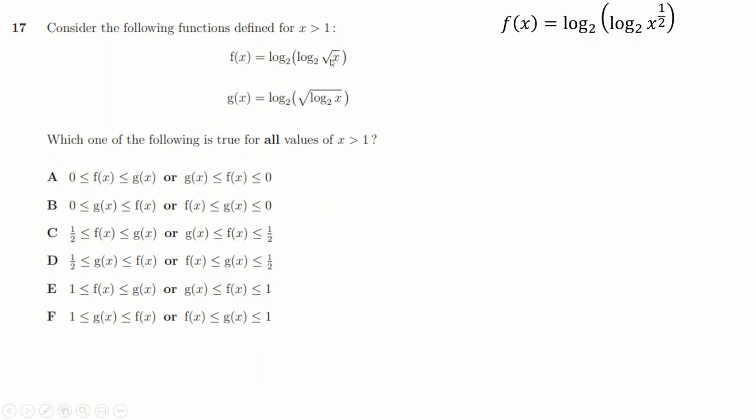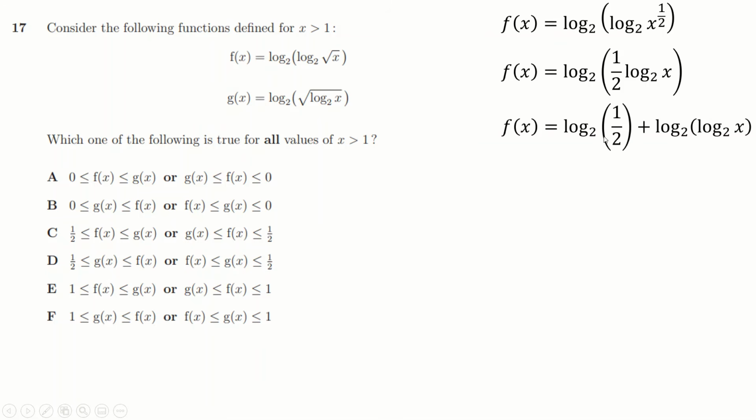First thing to do is to maybe fix this up. So this is x to the power of a half, of course. We can bring that half down in front of the log. And now this is half times this, so I can actually separate and add them. Like I can say it's log to base 2 of this plus log to base 2 of this, just by separating this. Now log to base 2 of a half is minus 1, because 2 to the power minus 1 is a half. So that makes it a bit simpler, I think.